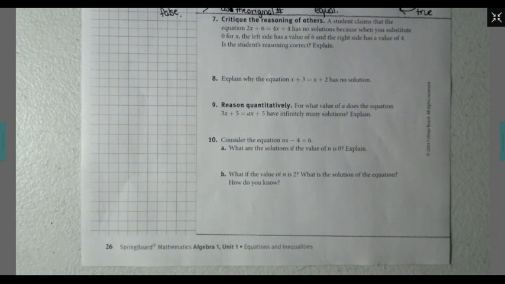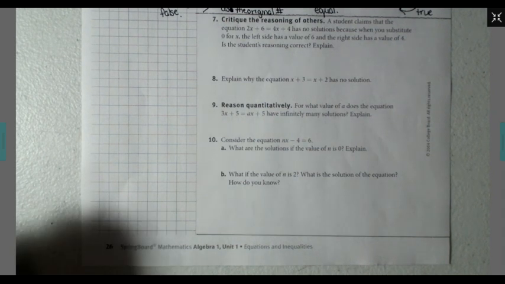All right, we are now down to section 3 of lesson 2-4. And section 3 covers questions 7, 8, 9, and 10. So let's take a look starting with question 7. It says, critique the reasoning of others.